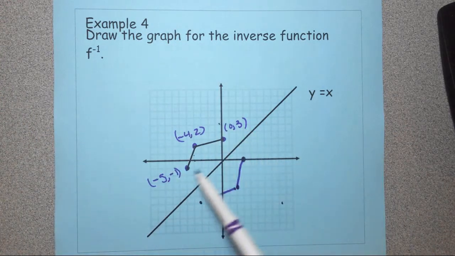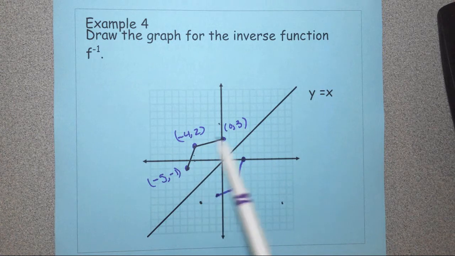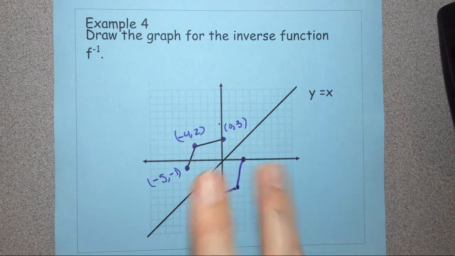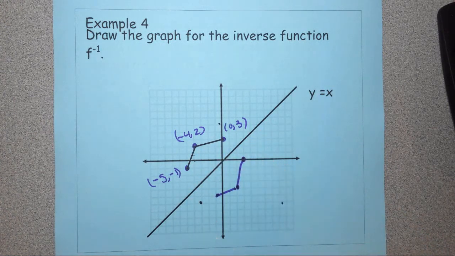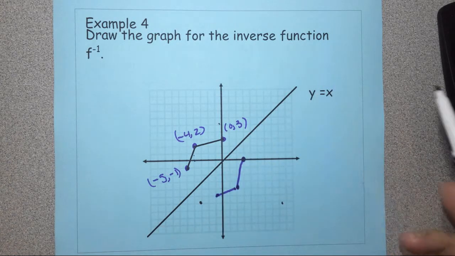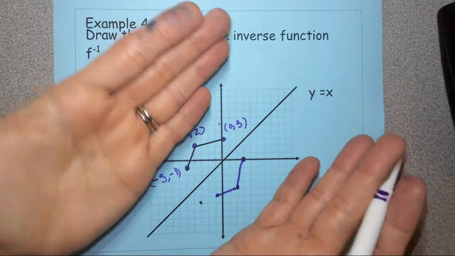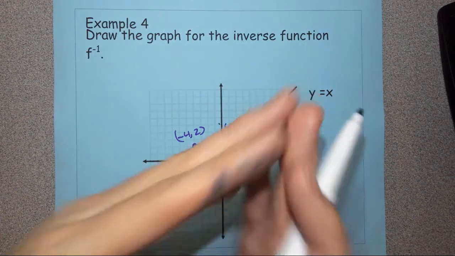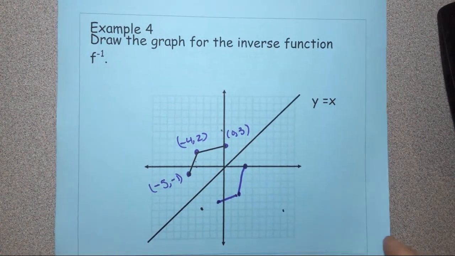So to do a graph, once again, go find a couple points on the graph and flip the x's and the y's. Go graph them. Go sketch in your line y equals x and make sure that it appears to be a reflection across the line y equals x. Nice and easy.